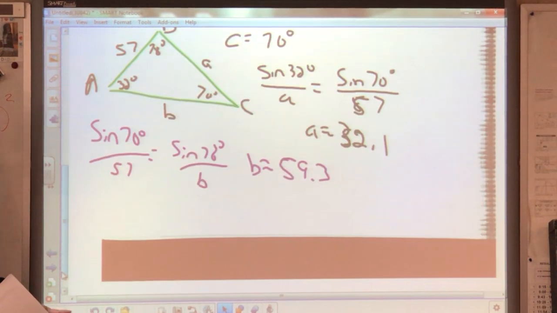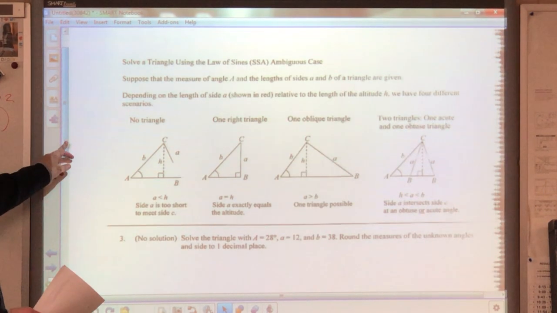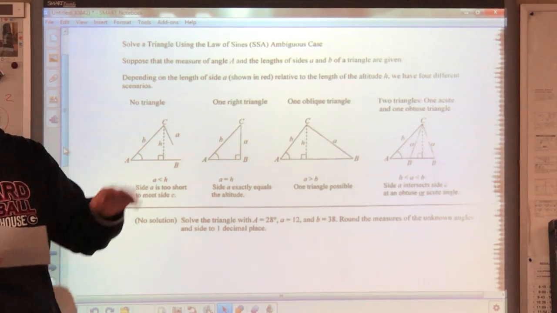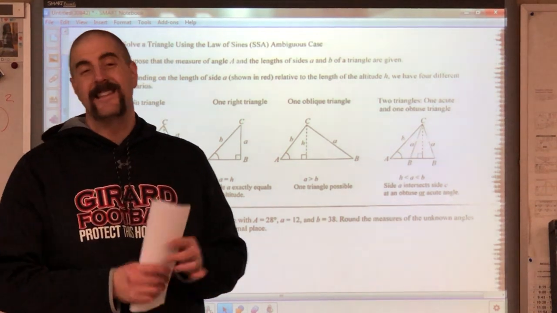All right. Next page, please. Now comes the ambiguous case. So now comes the ambiguous case. And this is very important.